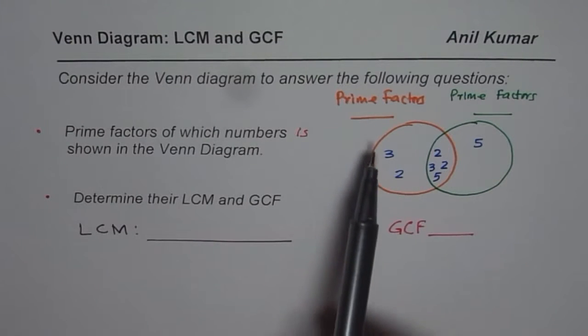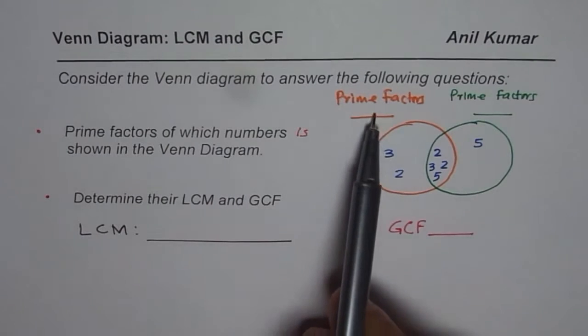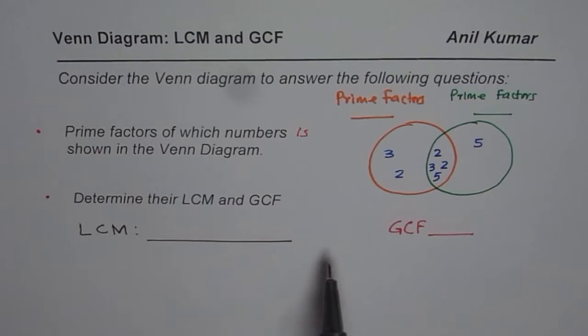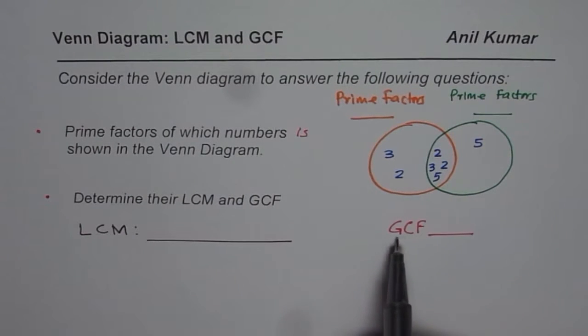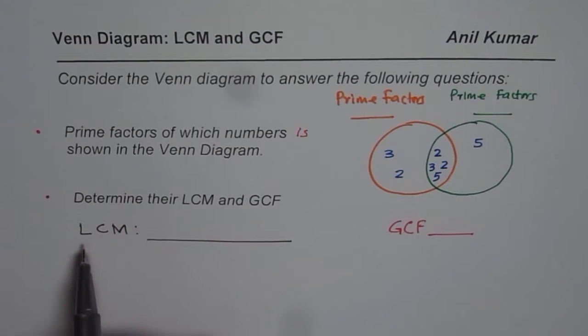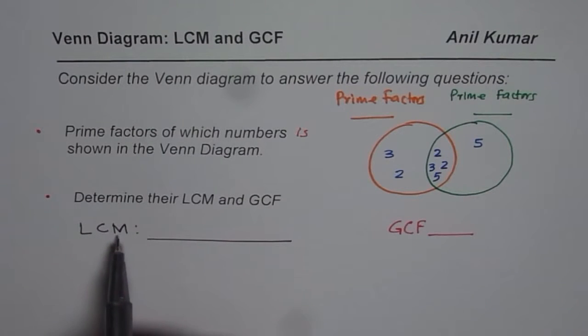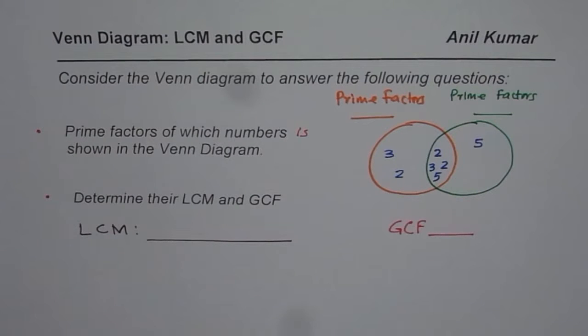You need to write prime factors of which two numbers are shown in this Venn diagram, what is their greatest common factor, and what is their least common multiple. So study this particular Venn diagram and answer the question. And then look into my suggestion. Now here is how I can do it.